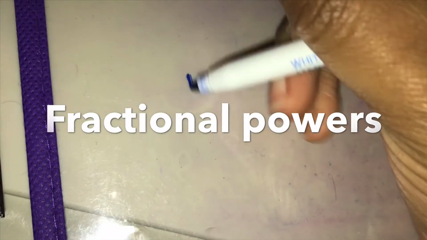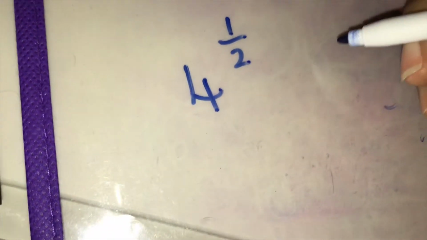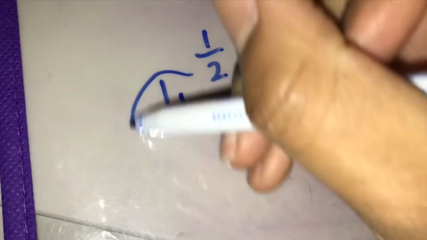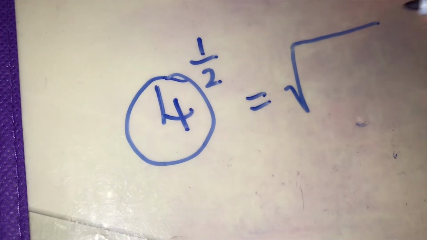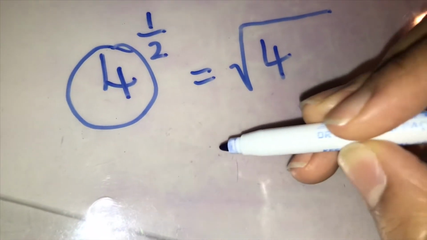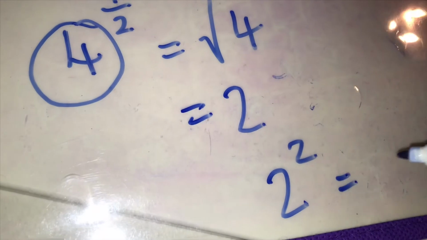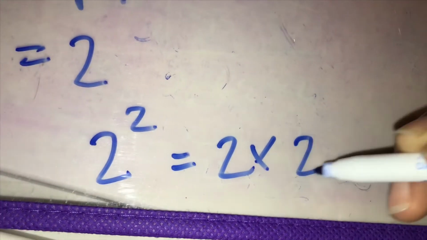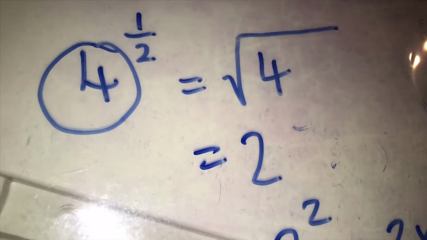Okay, so now when you're dealing with fractional powers, for example 4 to the power of 1/2, you have to do the square root of 4. The square root of 4 is 2, because 2 squared equals 2 times 2, which equals 4. So that's how you do the fractional powers.